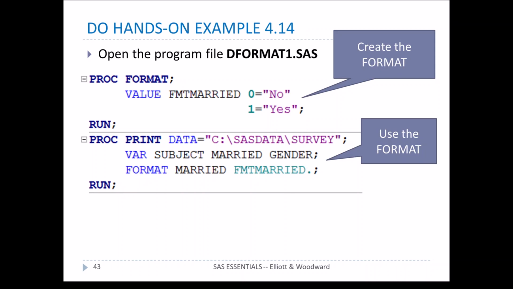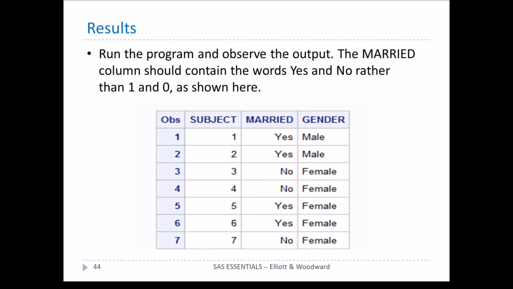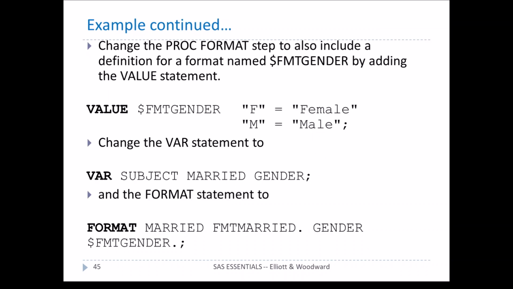And it also gives you a hint that you've done it right by making it a different color in the editor. So if I run that program, I notice that the column married then has yes and no in it instead of 0s and 1s. Now let's learn how we did the column called gender. Within the PROC FORMAT, we have the $FMT_gender. We've seen that before. And now at the bottom, the format statement: married, FORMAT married dot, gender, FORMAT gender dot. So we can apply as many formats as we want within the format statement in the PROC PRINT.